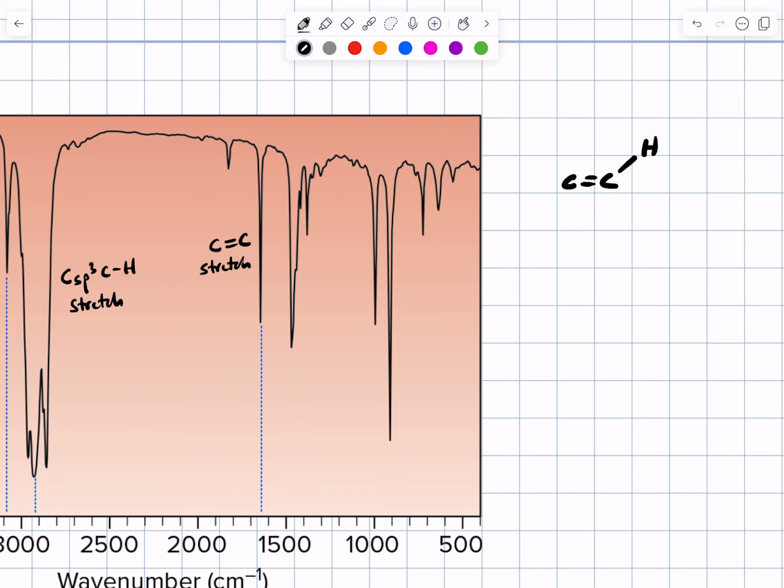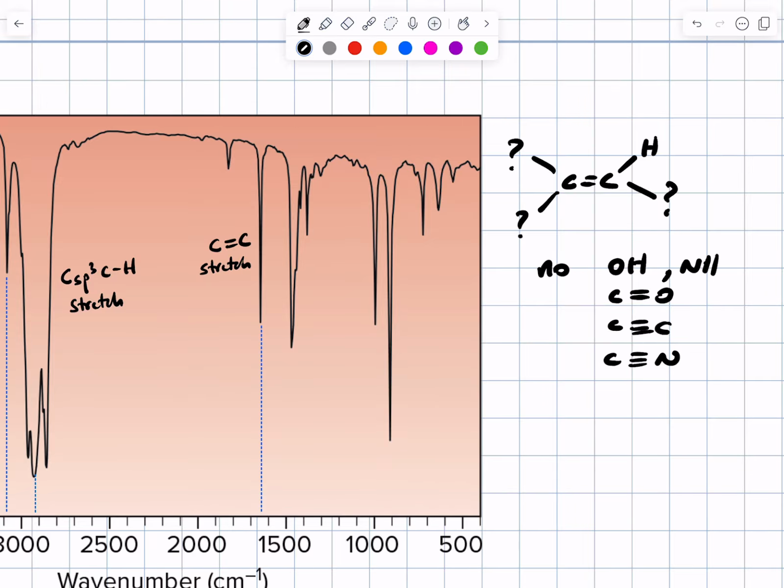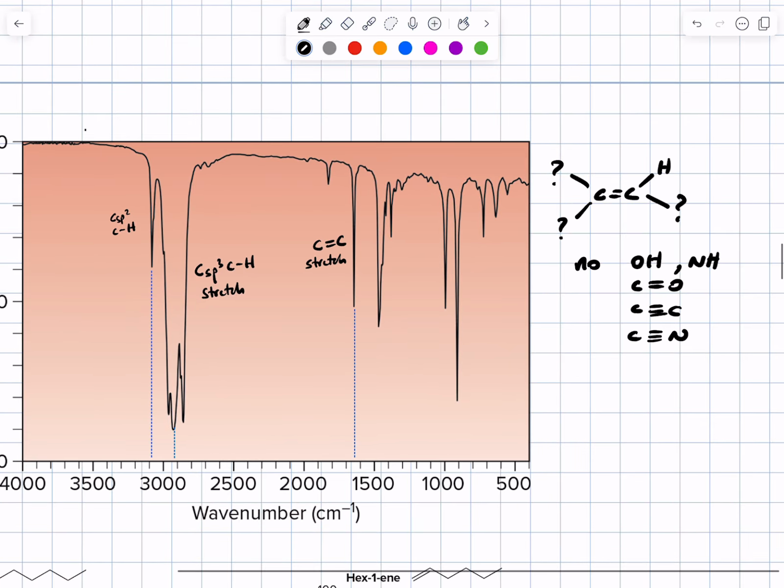So what do I know so far? Well, it probably has that structure in it. That's all I know. I could rule some things out. I know that there's no OHs, there's no carbon-oxygen double bonds, there's no carbon-carbon double bonds or carbon-nitrogen double bonds. There's no NHs. So I've eliminated a lot of possibilities, but I still don't know what the structure of the molecule is. Mostly this is giving me presence or absence of functional groups.